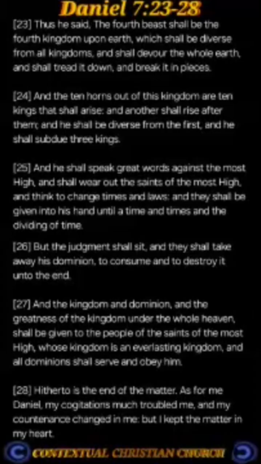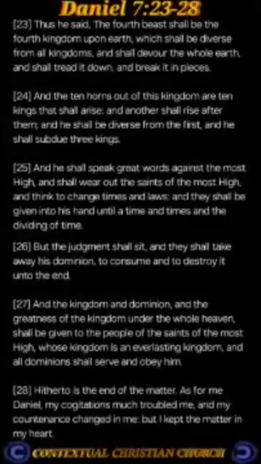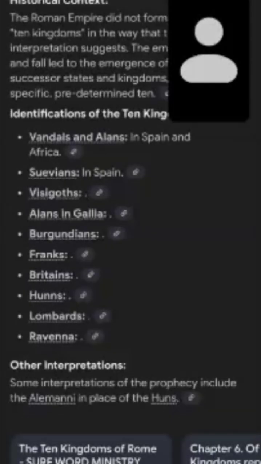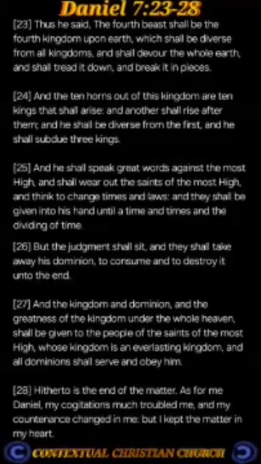Then we got into the 10 kings, as we brought up before, as I could put it back on the screen now. The 10 kingdoms that spawned from the Roman Empire. Let's see. We have the Vandals and Alans in Spain and Africa. We have the Suevians in Spain, the Visigoths, the Alans in Gallia, the Burgundians, the Franks, the Britons, the Huns, the Lombards, and Ravenna. So we have those literal kingdoms that popped out of the Roman Empire. Again, going back to prove that point. And the fact that it was going to consume 3 of them. Again, as we talked about with the Vatican and how it absorbed them.